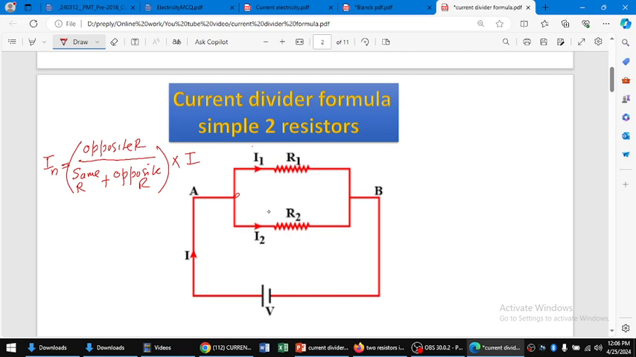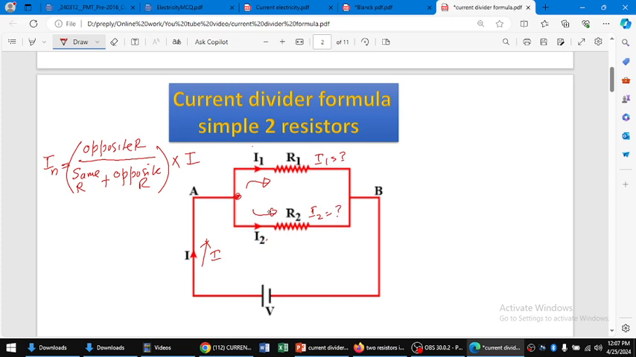Okay, now I explain the circuit. For example, in the circuit we have current I flowing, and when the current reaches this point, it will divide into two portions. I1 flows through R1 and I2 flows through R2. So we need to find how much current flows through R1 and how much current flows through R2.